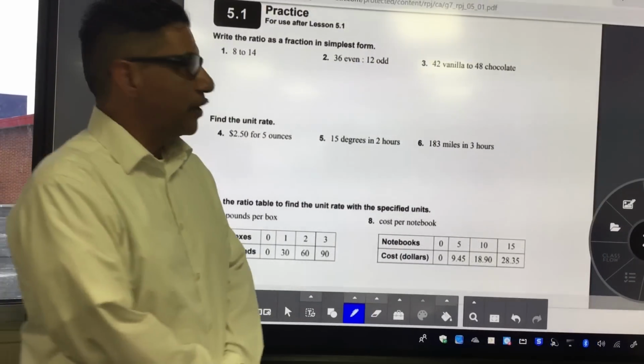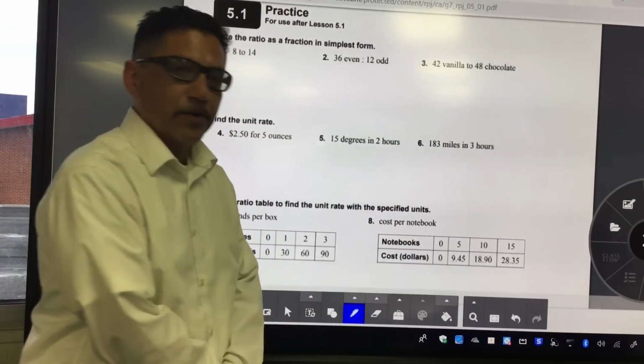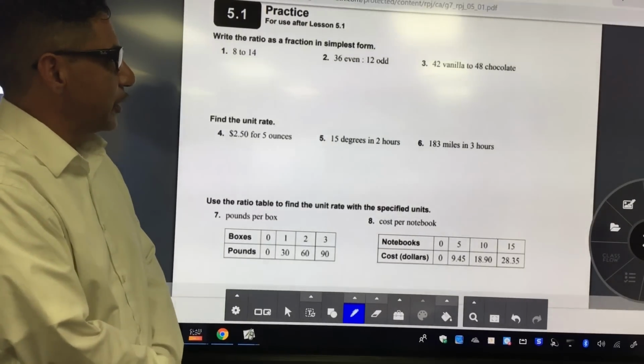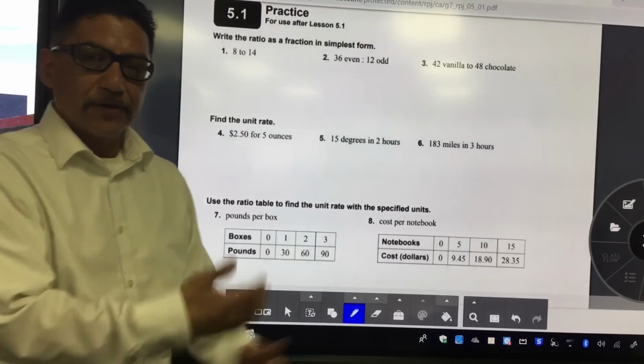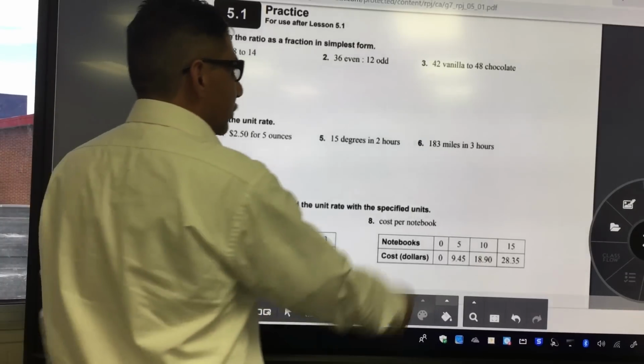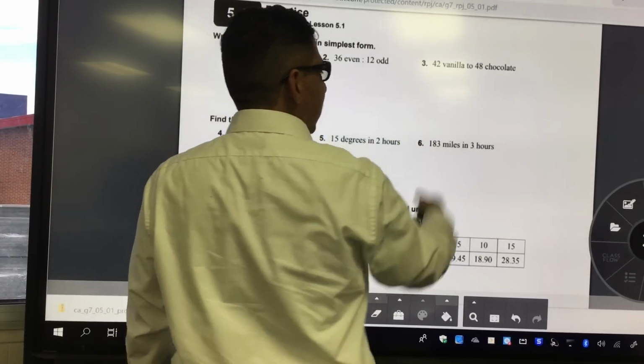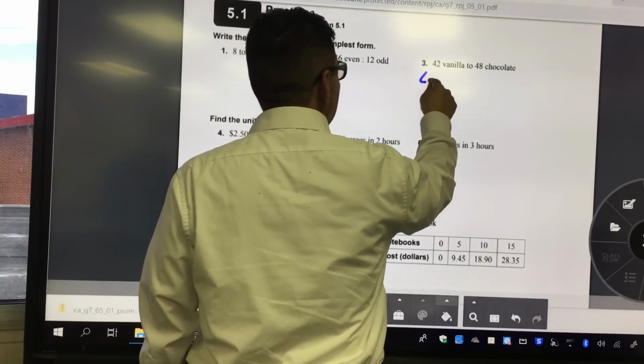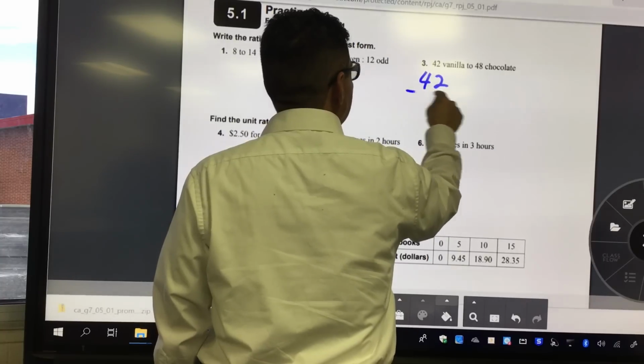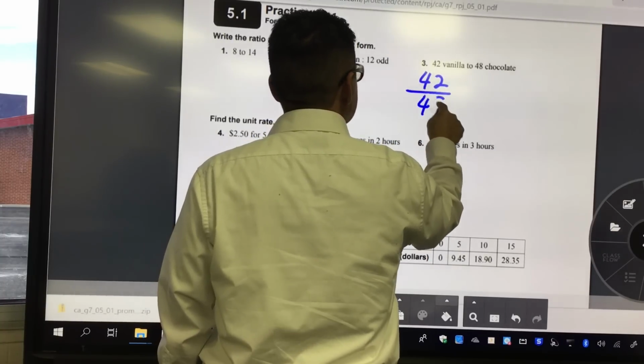All right, and here we are. Now we're going to look at number 3. Once again, we're going to write it as a fraction. If you haven't done it yet, follow along. So here we go, 42 vanilla to 48 chocolate. So we have 42 over 48.